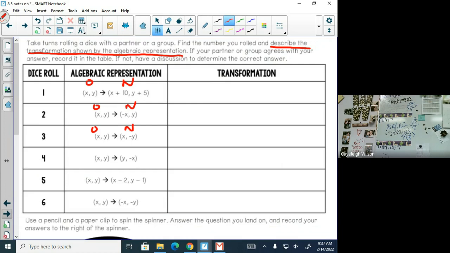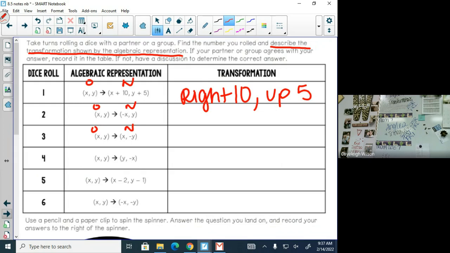So the first one's fairly straightforward. X plus 10. What does that mean on the x? You're going to go where? Right 10. And then what about y plus 5? Up 5. Right 10, up 5.